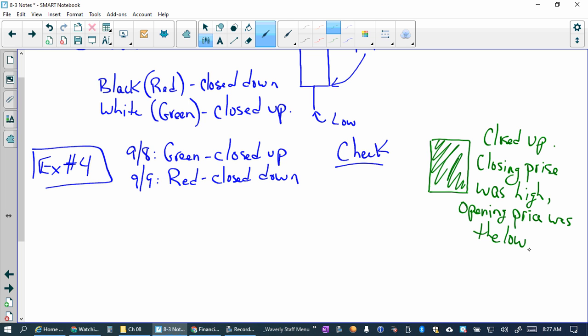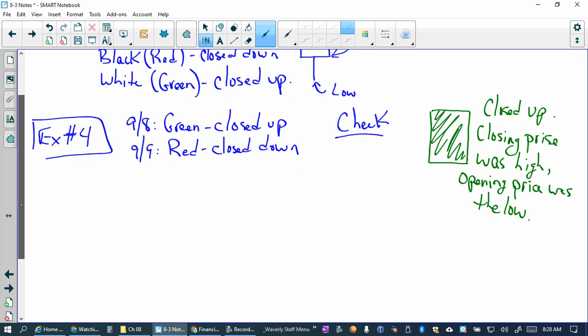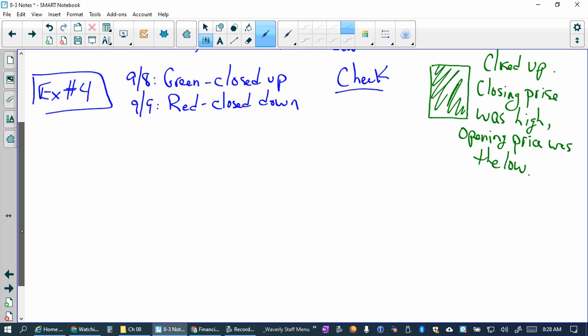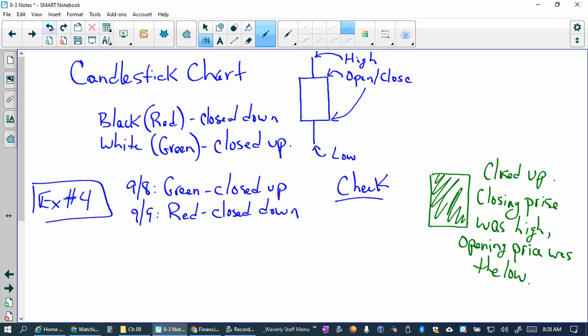So the value of those little whiskers for 0. Any questions on that one? All right, so example 5 is still referring back to that same chart. Okay? So let's take a look at example 5.